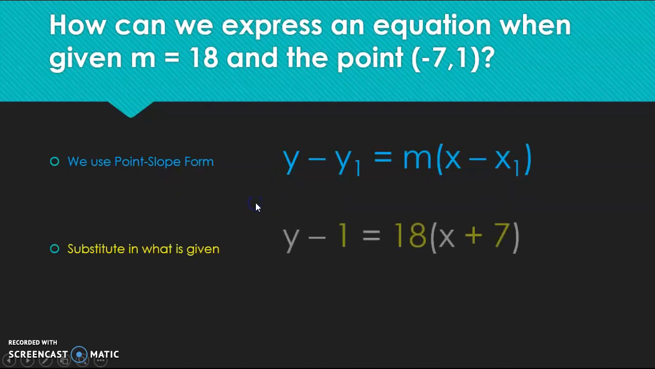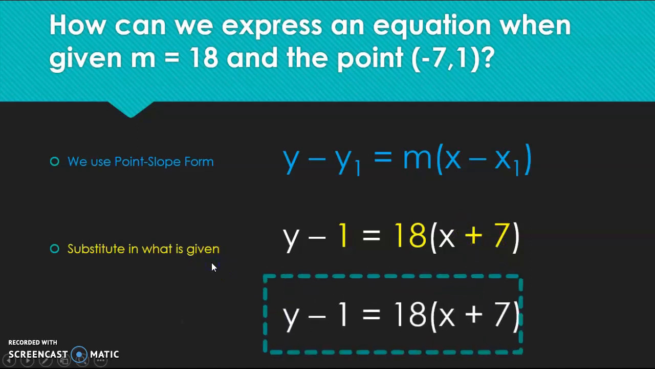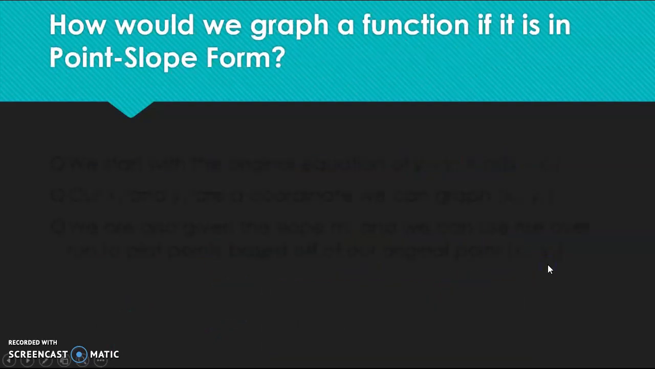So let's take those things and substitute them in. The 1 goes in place of y1. The 18 for our slope goes in for m. And the -7 gets plugged in for x1. Now if you look here, last time we had minus, but because it's a -7, we get a minus -7, which becomes +7. And that's it again. Ta-da! It should be pretty easy to plug it in if it gives us the point and the slope, right?